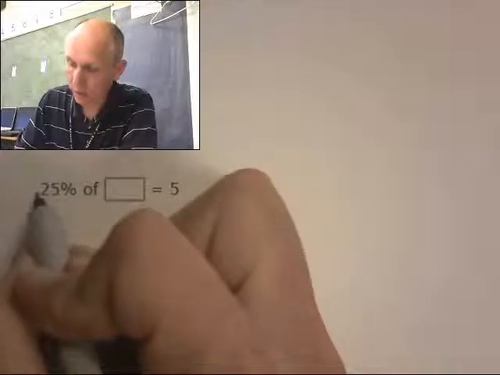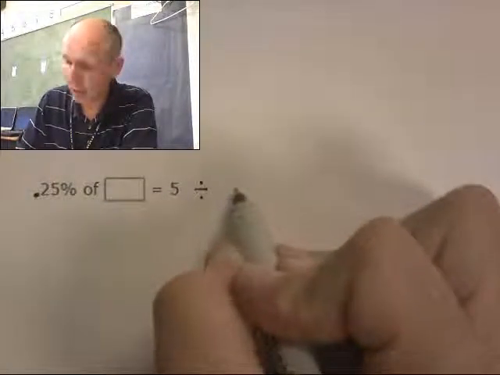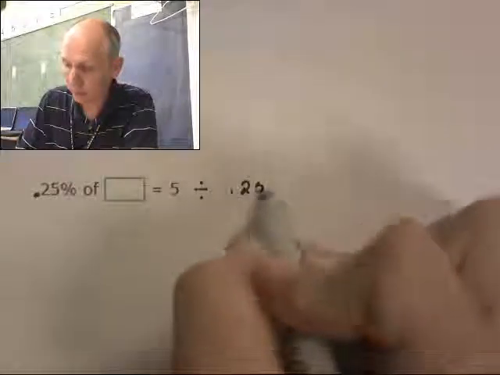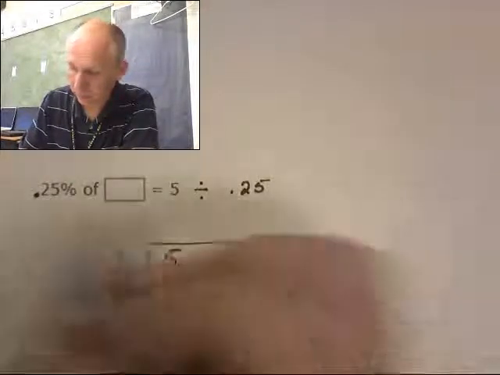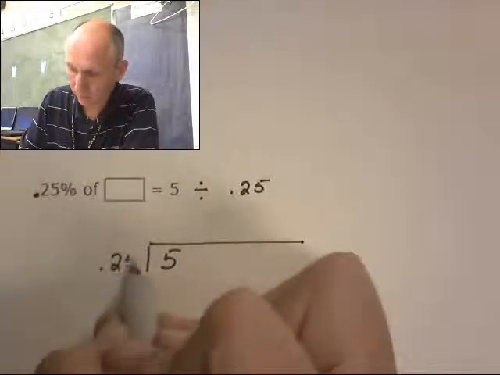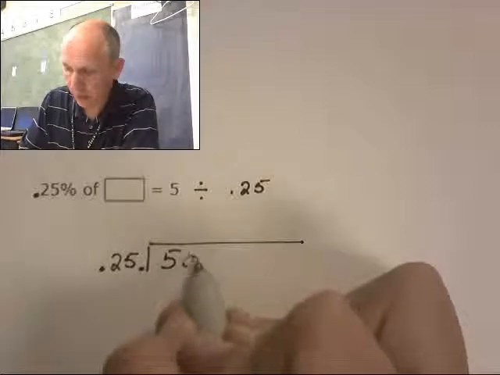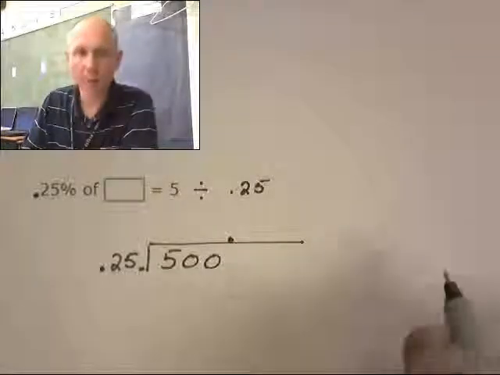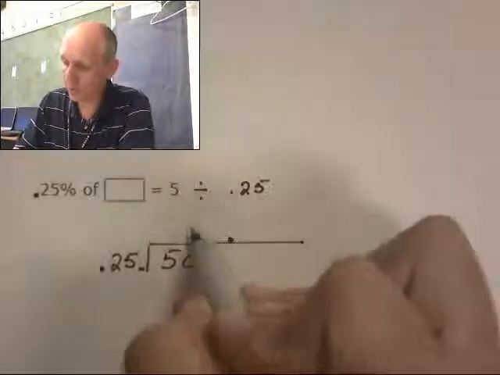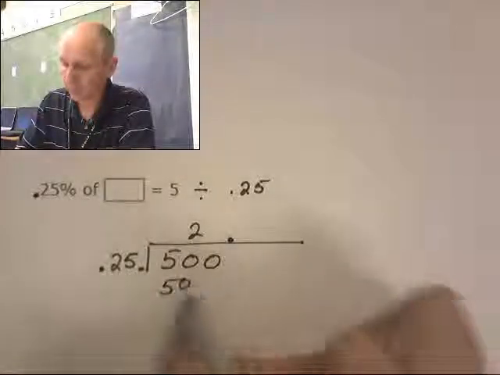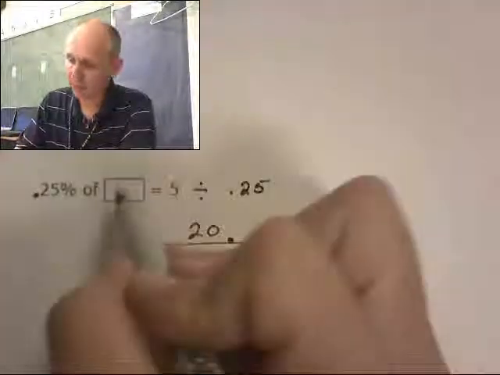Ready? Turning that into a decimal, I'm going to do 5 divided by 0.25. Two places on the decimal, adding 2 zeros. There we go. 25 goes into 500 20 times. There we go. 20. Got it right.